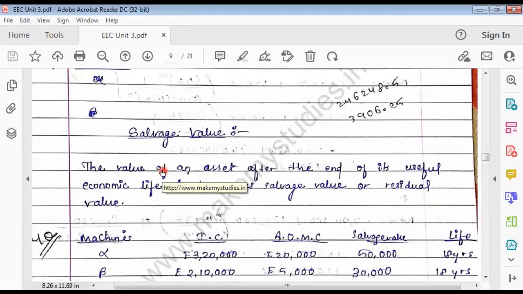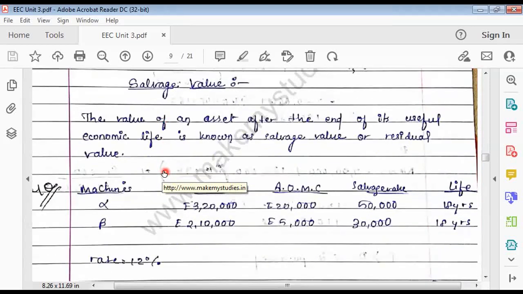And remember one more thing, I have already said these are all repetitions I'm making. Salvage value is the revenue component. It is an earning, it is not an expenditure. The company receives some money in exchange for the old assets. So it is a revenue component. Correct.